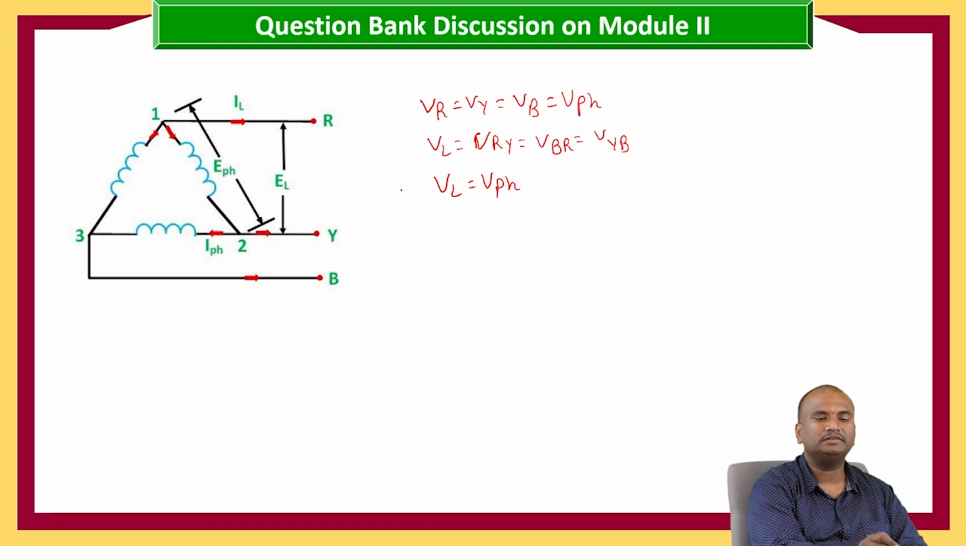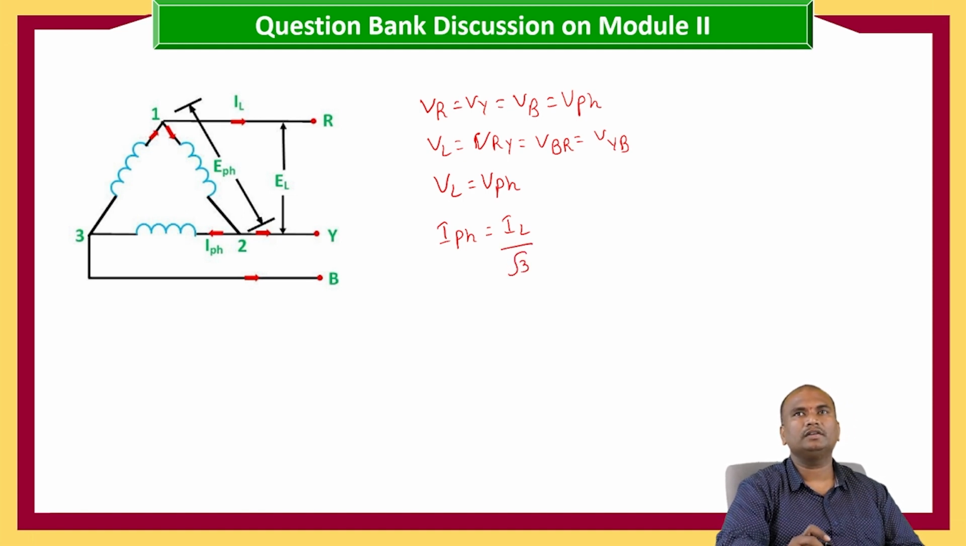Whereas here the currents are going to be divided. So the phase current is equal to line current by root 3. So these are the line and phase relationships between the star and delta connected systems.